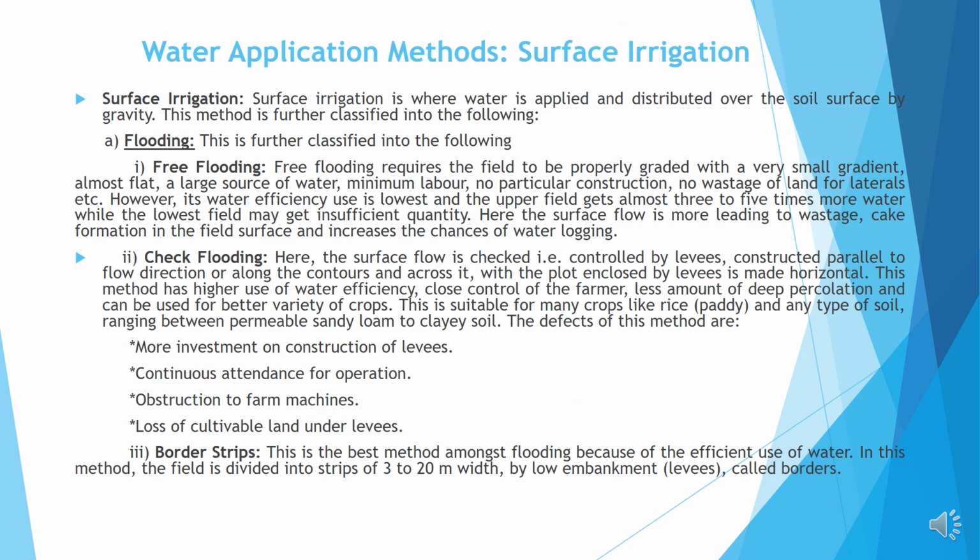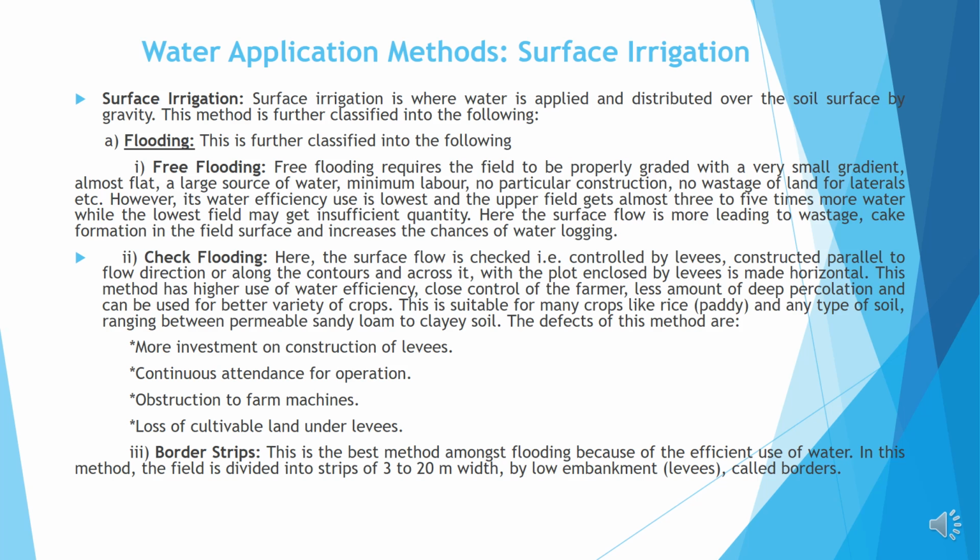Surface irrigation. Surface irrigation is where water is applied and distributed over the soil surface by gravity. This method is further classified into the following. Flooding. Flooding also has 3 types: free flooding, check flooding, and border strips.